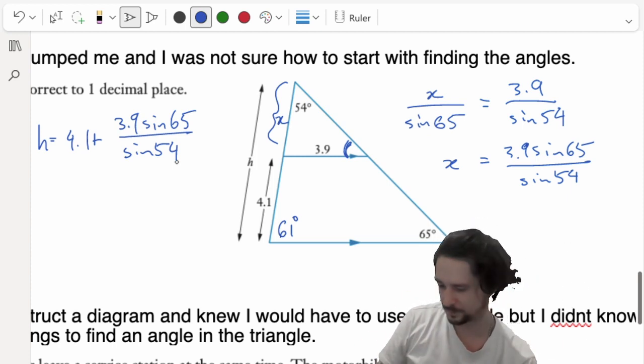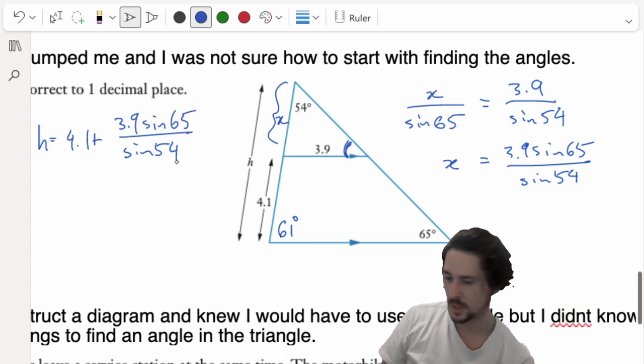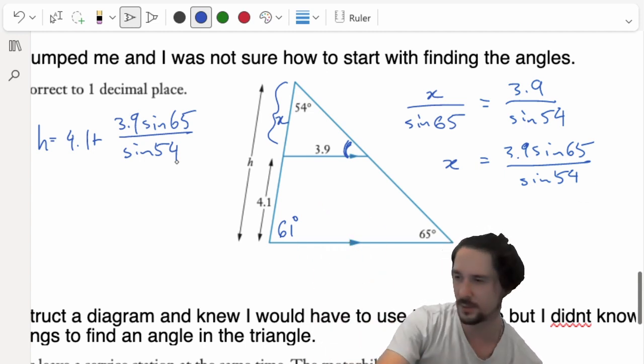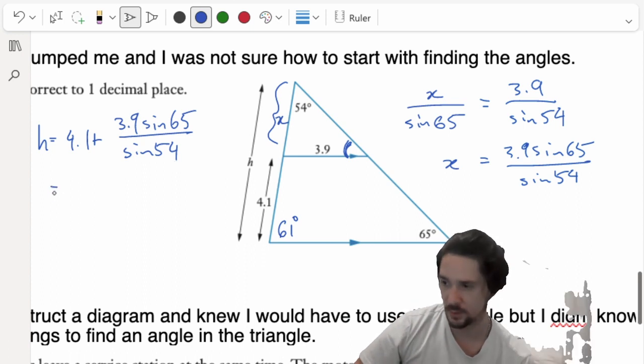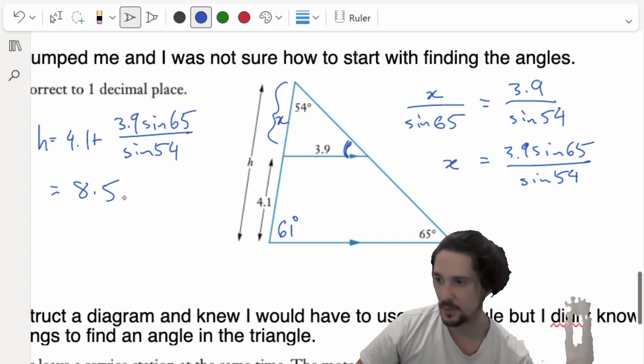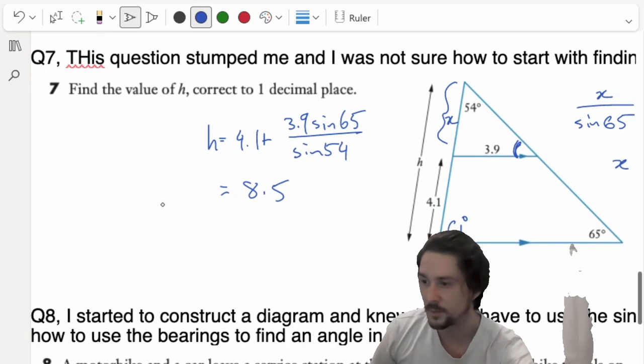All right, so 4.1 plus 3.9 times sine 65 divided by sine 54, and I get, correct to 1 decimal place, oh, I'm glad that was in frame, 8.5 to 1 decimal place. I had to round up from 8.46. So 8.5. There are no units in this question as far as I can see, so that's our answer.